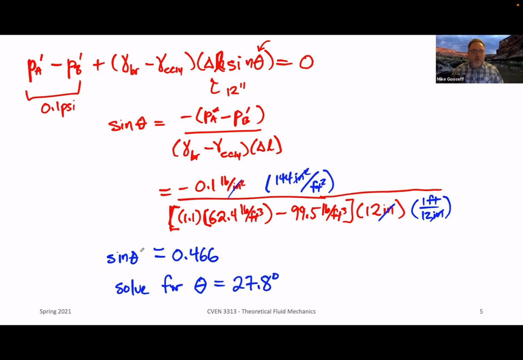Okay, so that was a long process, I realize, perhaps a little bit painful, but the idea was that we are still basically doing the same thing we did on the U-tube manometer, but everything is not perfectly vertical. We have to work with our trigonometry there. All right, any questions on that?